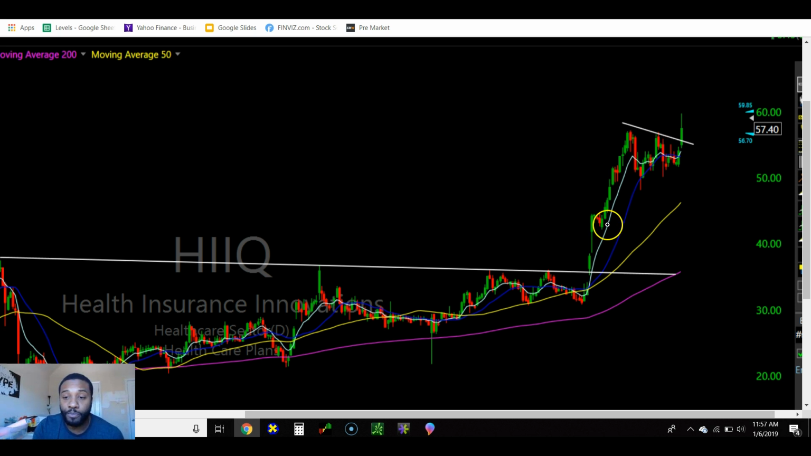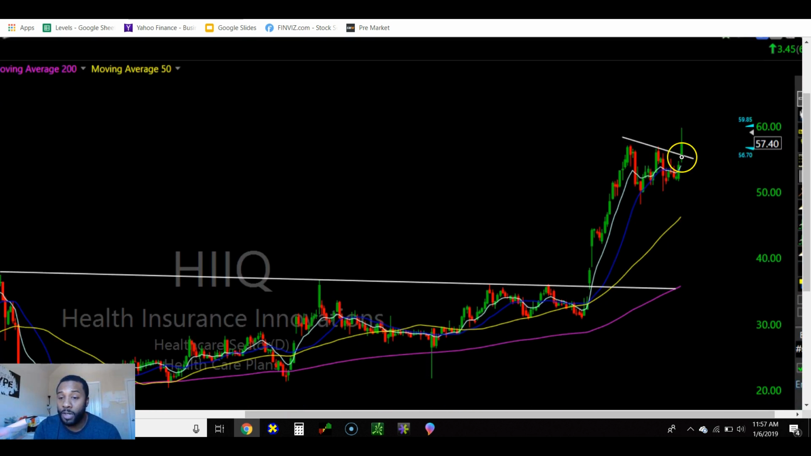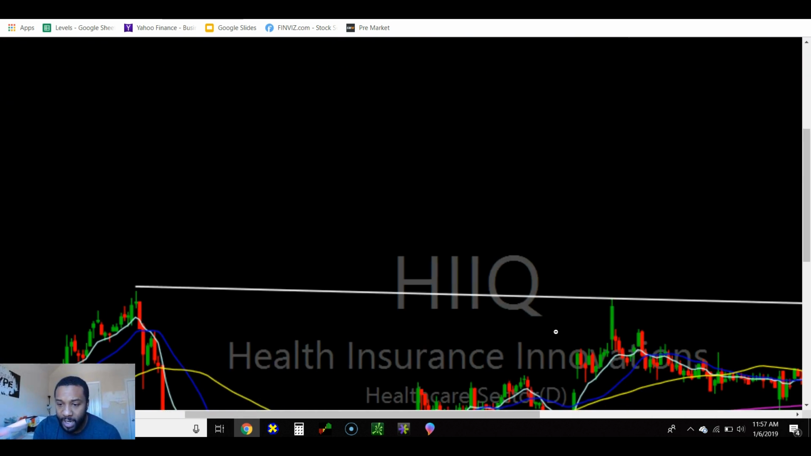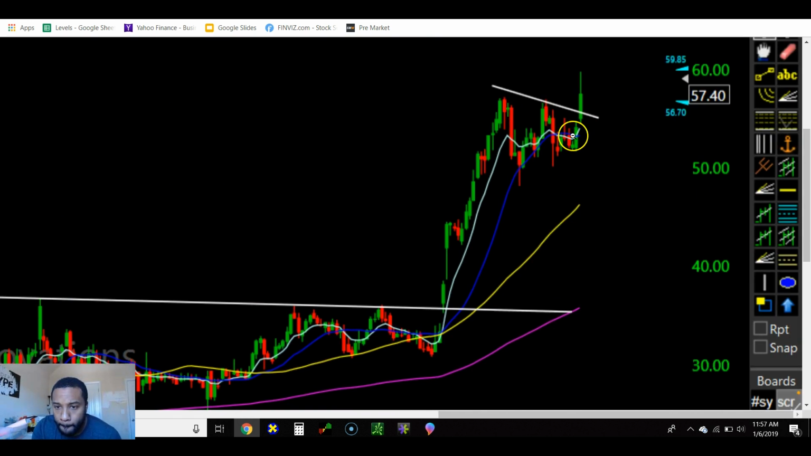Let's do this, man. And look at this thing. You get another flag. Then what happens here? Stock closes on this very last day here. Gaps up. Breaks this technical resistance here. Technical downtrend resistance.